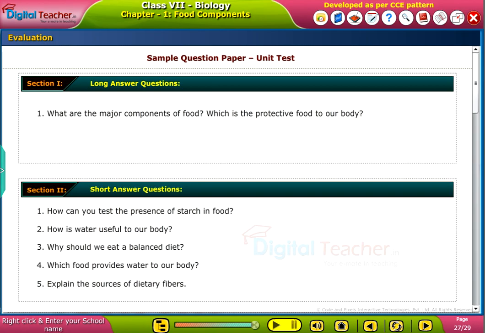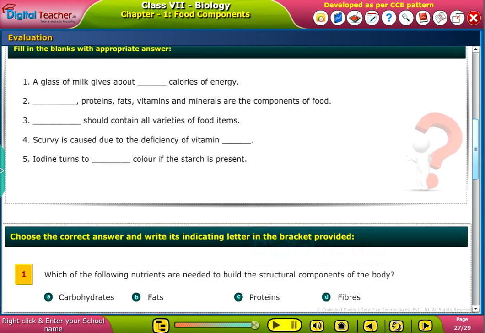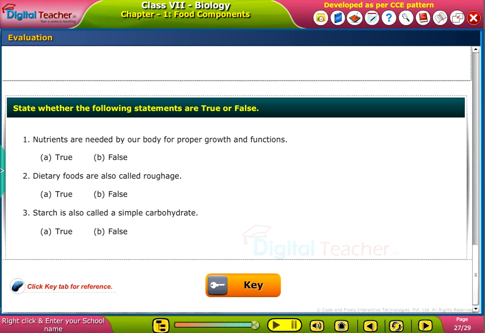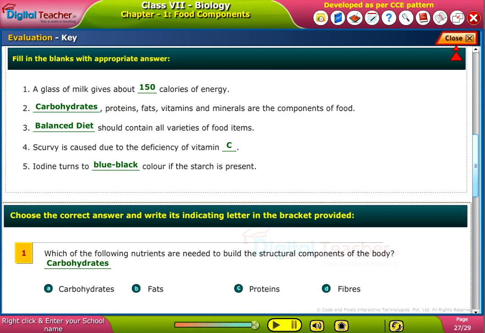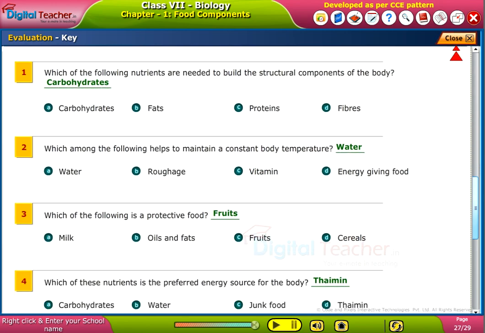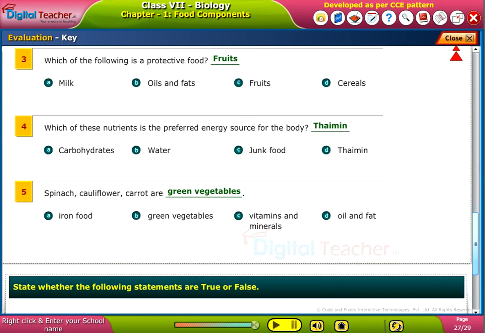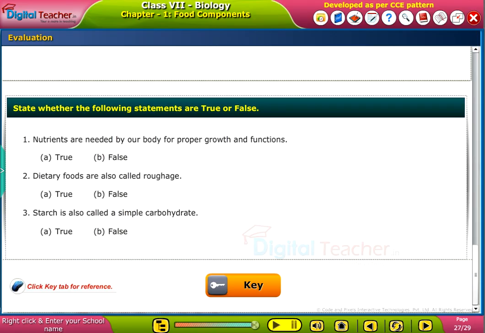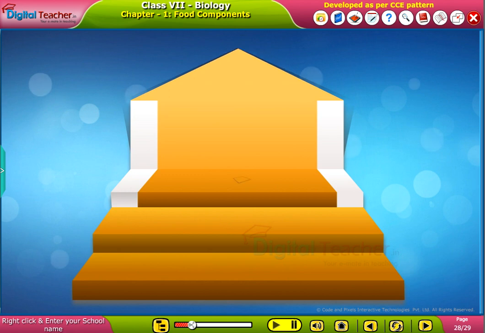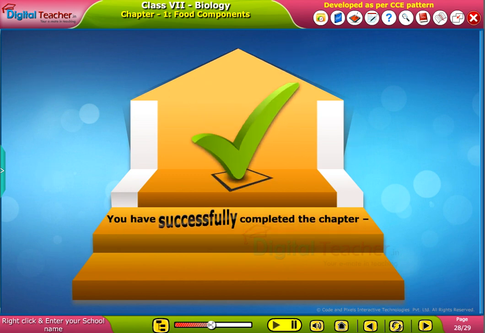Test your understanding of the chapter by taking the mock unit test. You have successfully completed the chapter Food Components.